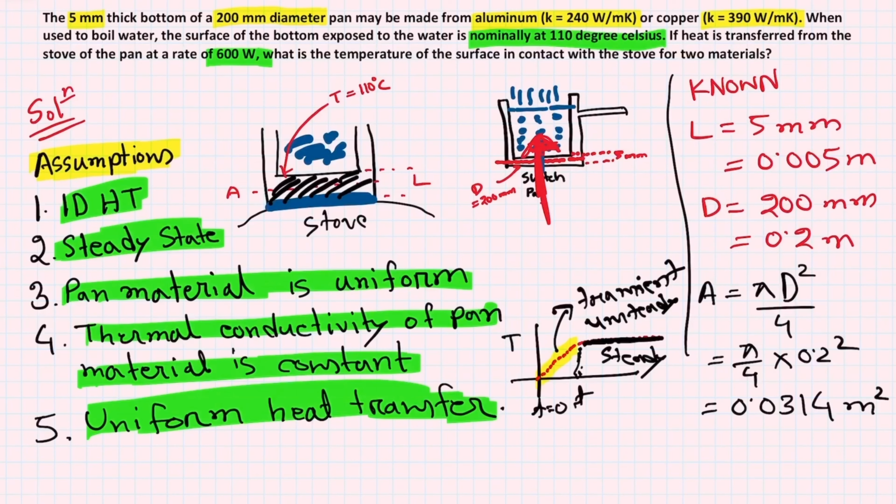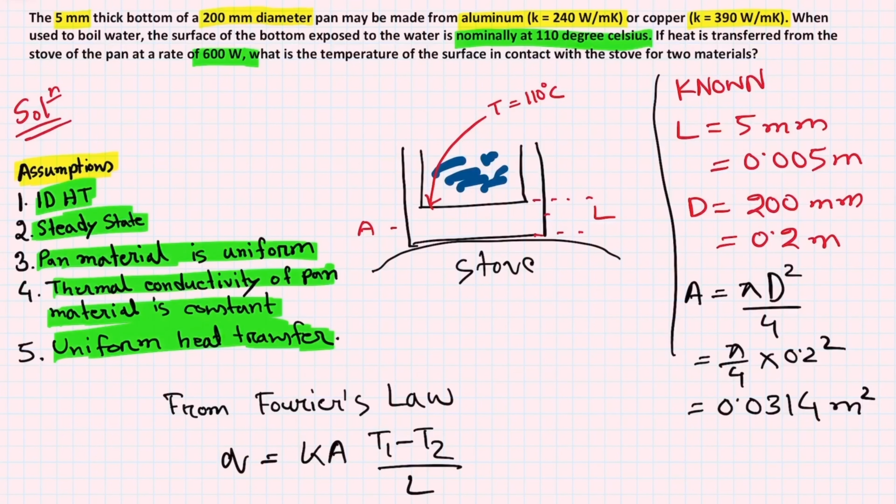So once we have made these assumptions, now we can use Fourier's law to solve this problem. From Fourier's law we have Q equal to K A times T1 minus T2 over L. From this question we know Q is the amount of heat that is coming from the stove and through this pan's bottom surface, and its value, the heat transfer rate, is 600 watts. So we know Q, we know L, we know A, and we know two different values of thermal conductivity from the statement of the problem, but we do not know T1 and T2.